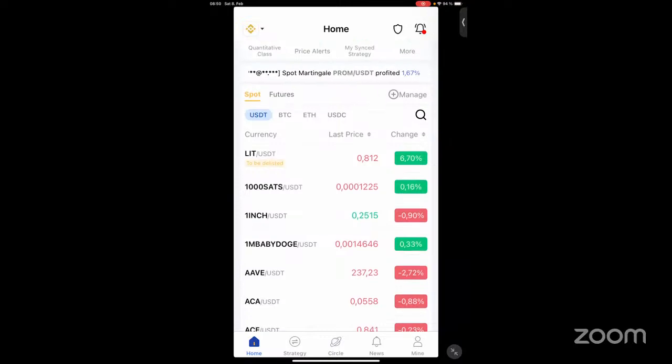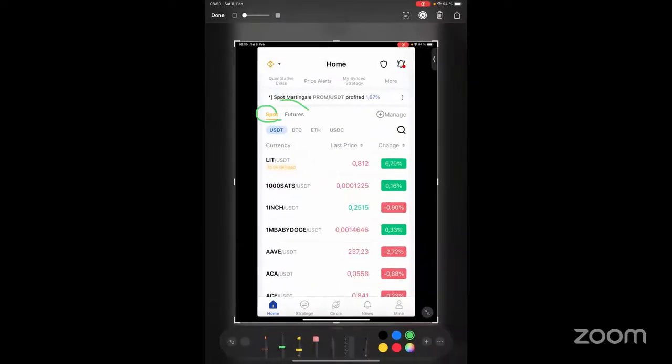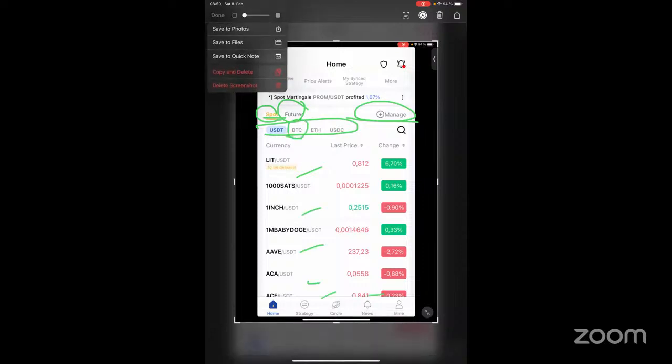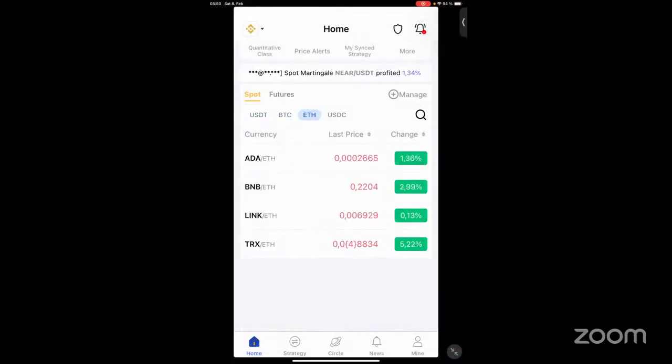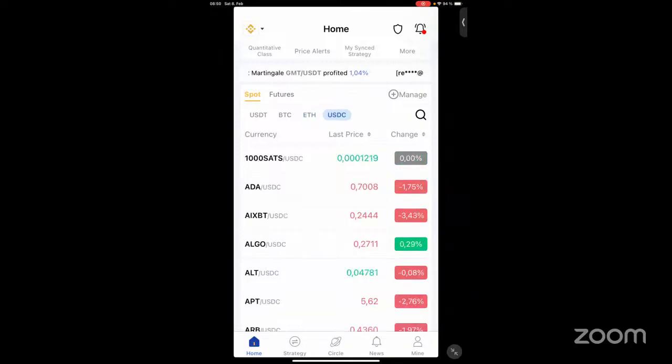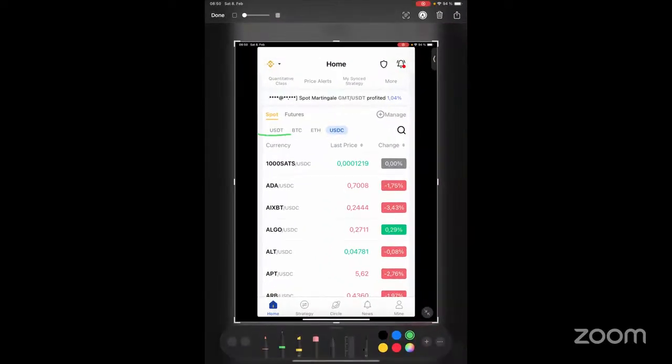Now let us go down. You'd see the spots and the futures. Then Manage is at the far right corner. That's the coin management. So for the spot, all the trading pairs available on the spot, you would see all of them. If you switch to BTC, you will still see BTC pairs. If you switch to Ethereum, you see Ethereum pairs. USDC, you see USDC. So these are the base currencies. With USDT, you are using USDT to trade other coins. BTC, you need BTC. Ethereum, you need Ethereum. USDC, you need USDC.